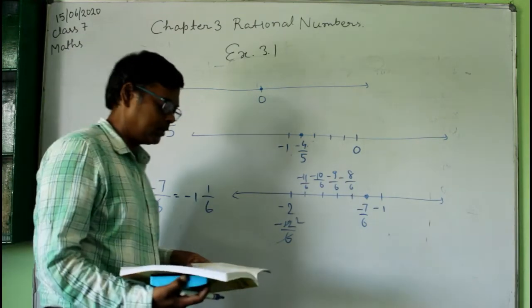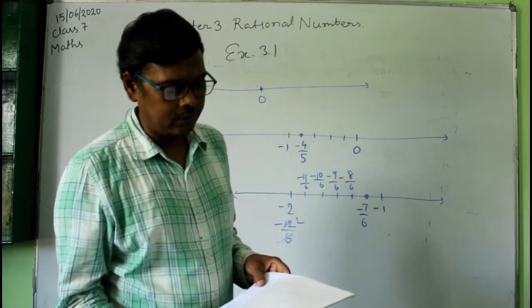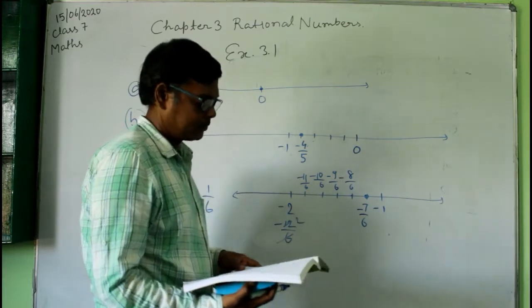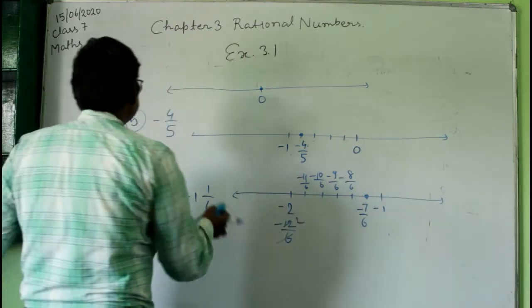Now the next number is d equal to 1 by 5 and the other is 3 by 4. So I will do number D again.